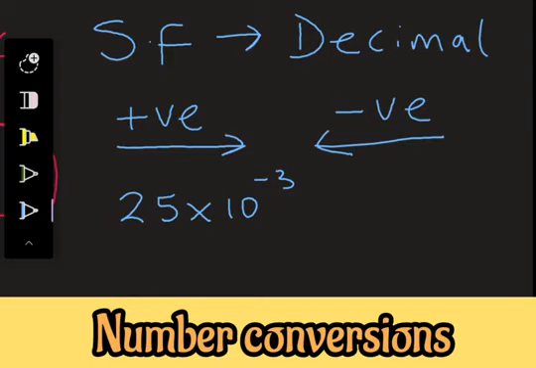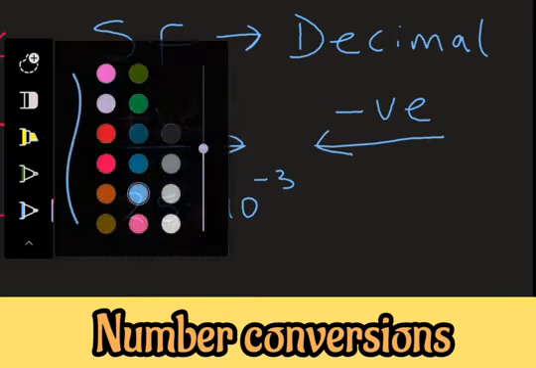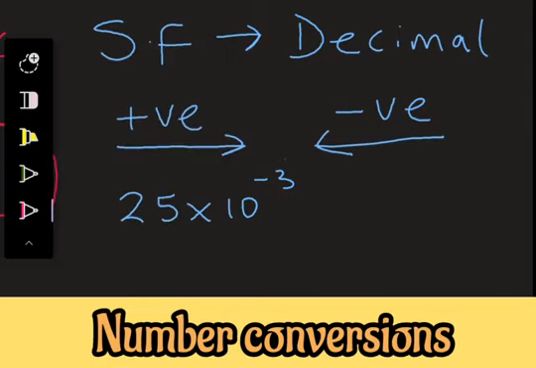This is even quite simpler. All you have to do is to come and take a look at the index. What sign is attached to the index? The sign attached to the index is negative. That means you are to move the point to the left while bringing it back to decimal. Just move the point to the left. By how many times? 3 times, because the value is 3.